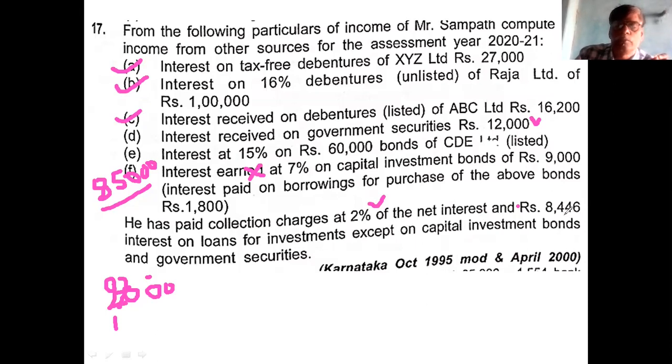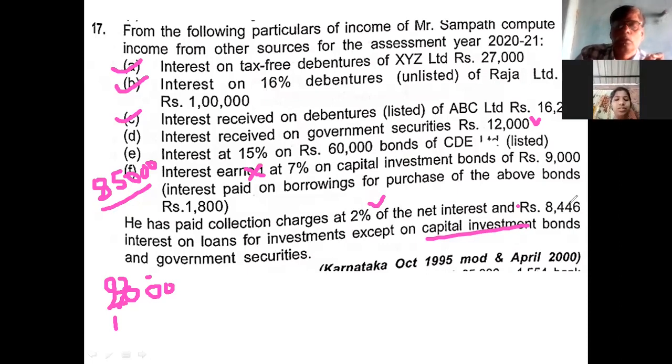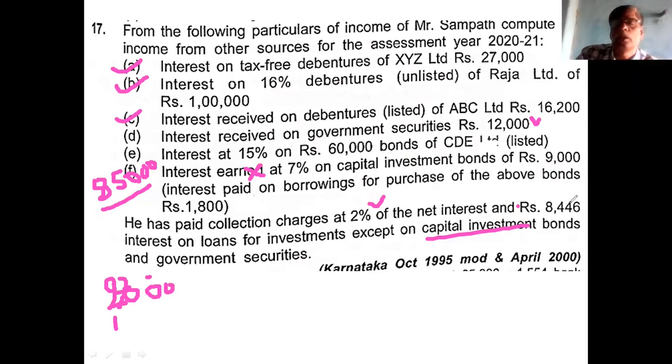net rupees 8,446 is the interest on loan. On loan for investment, except capital investment bond. So this is allowable. Okay. So you calculate 2% of the net and take the interest on loan, then deduct it, you will get the income from other source.